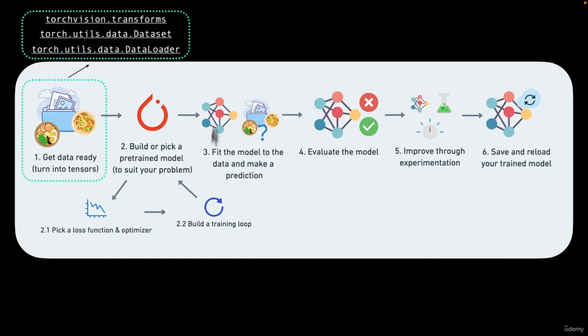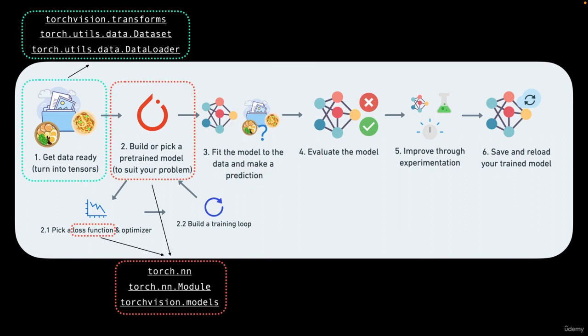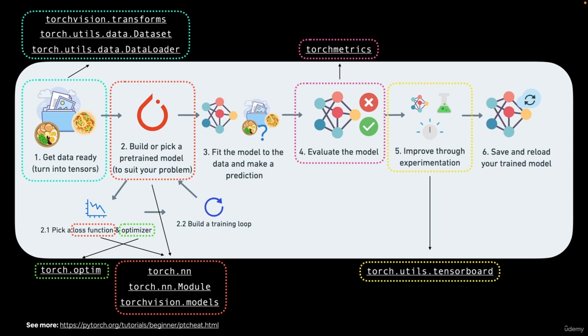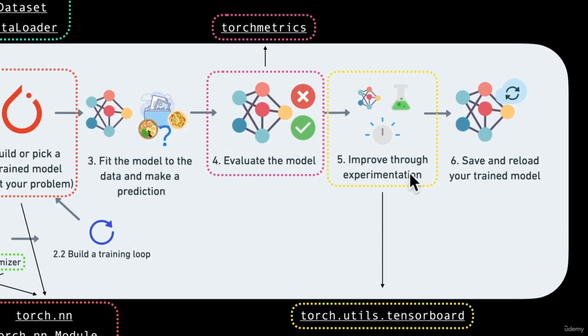But let's just add a little bit of color to what we've been talking about. Right now, we've fit the model to the data and made a prediction. I'm just going to step through this. Where are we up to? We've built a training loop, we've fit the model to the data, made a prediction, we've evaluated our model visually, and we're not happy with that. So we're up to number 5. We're going to improve through experimentation.